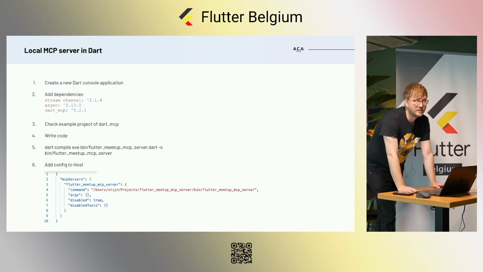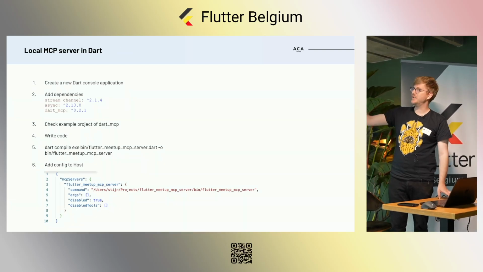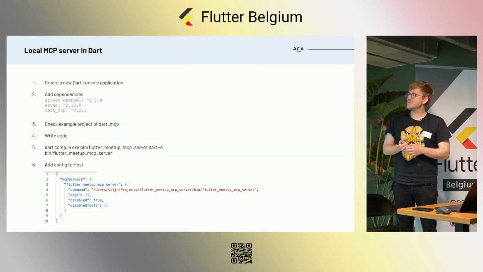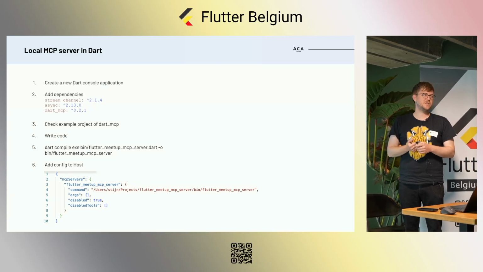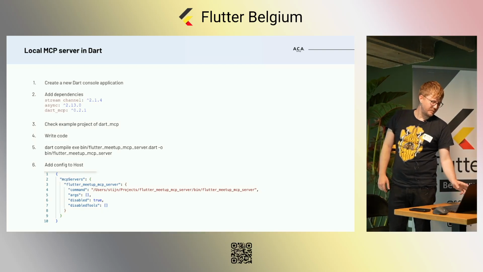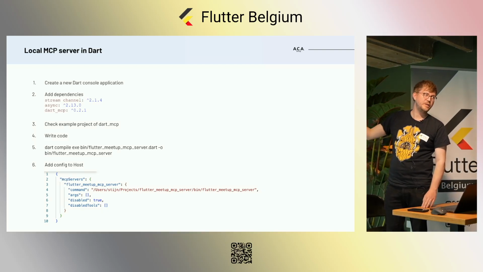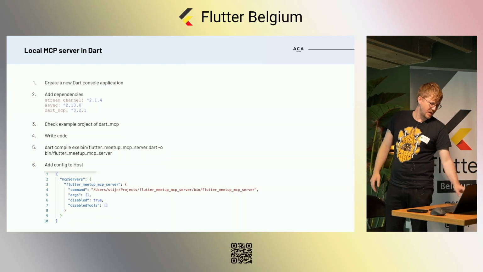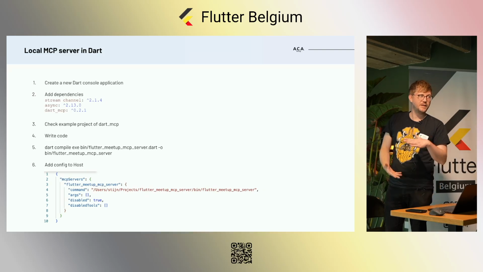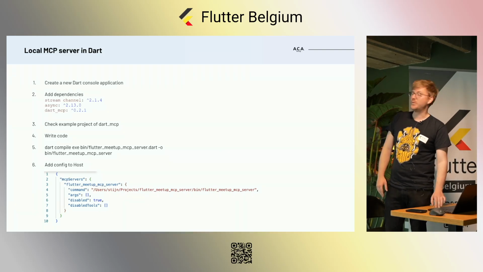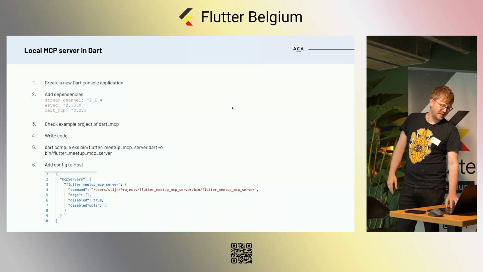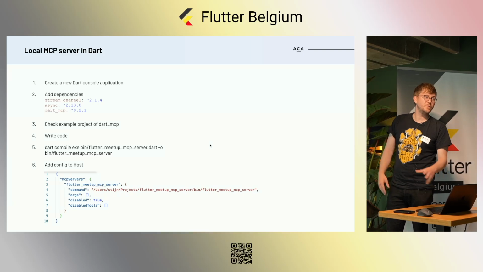How do you write a local MCP server? It's very nice. You create a console application and add a few simple dependencies. I chose the Dart MCP package, which is the one from Dart themselves. It's still experimental and only supports stdio. There is also MCP Dart, which supports both. You can easily check the Dart MCP example project, which is quite basic, to see how to implement it. You write some code, compile it, which makes it a bit faster, and then add the configuration to your host, your large language model.